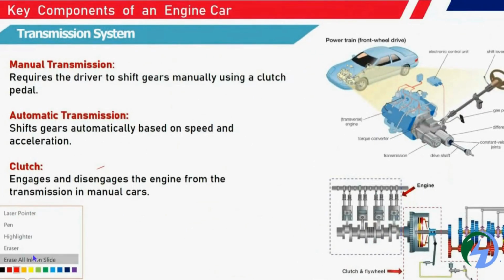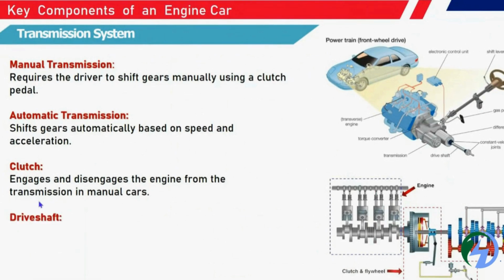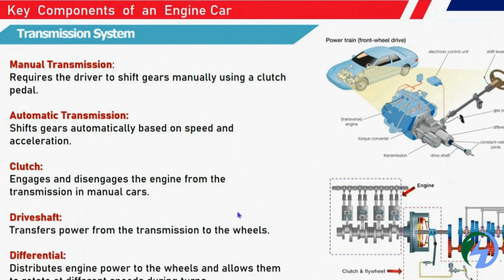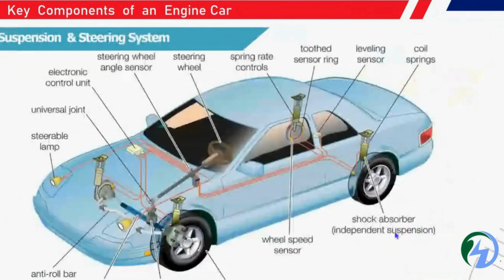Moreover, you are able to change the gear. So with the help of the clutch and the drive shaft, the power is transferred from the transmission to the wheels. And the differential distributes the engine power to the wheels and allows them to rotate at different speeds during turns. How will the suspension and steering be controlled?